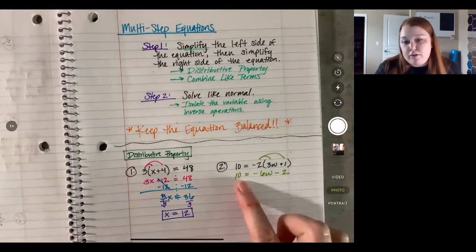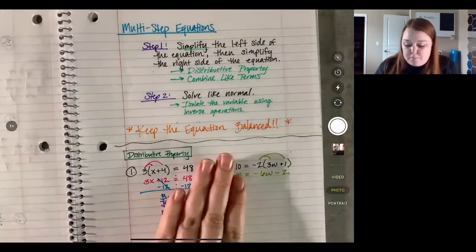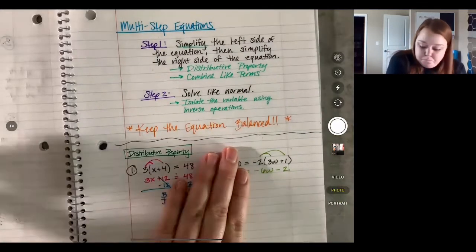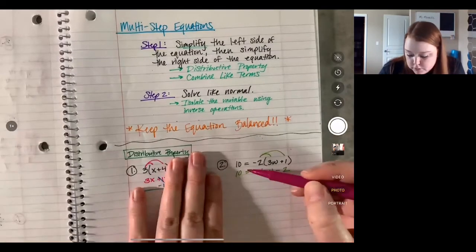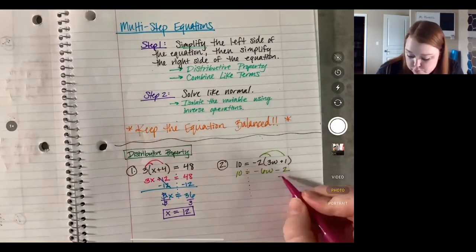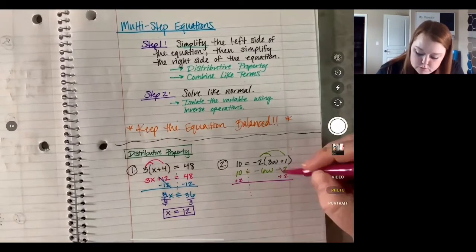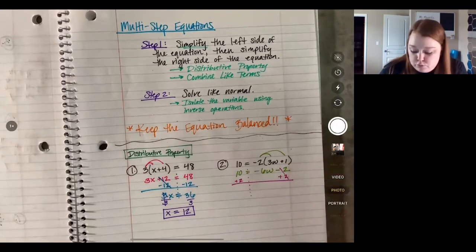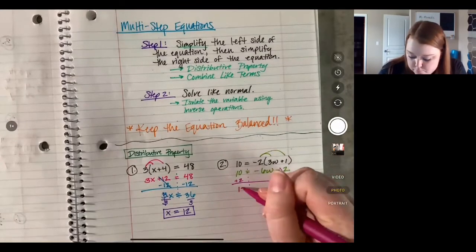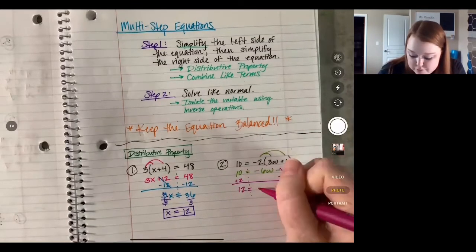Now this, what I have in green here, that's like a normal equation to us. So I'm going to isolate that w. First number I'm going to get rid of is that negative 2. Okay. Separate my sides. To cancel out that negative 2, we're going to add 2 on both sides, of course. 10 plus 2 is 12. I drop down what's left over, which is a negative 6w.